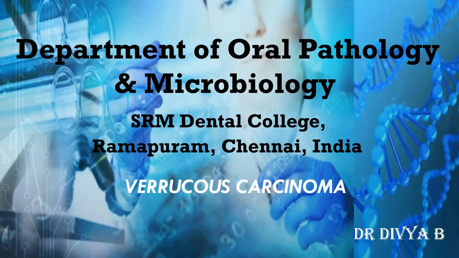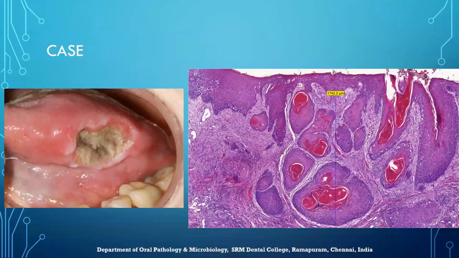In this session, we'll be seeing about verrucous carcinoma. So first of all, we should know about the conventional oral squamous cell carcinoma. So this is a patient, a 45-year-old male patient, with a history of tobacco chewing, and we can appreciate the deep necrotic ulcer present in the lateral border of the tongue.